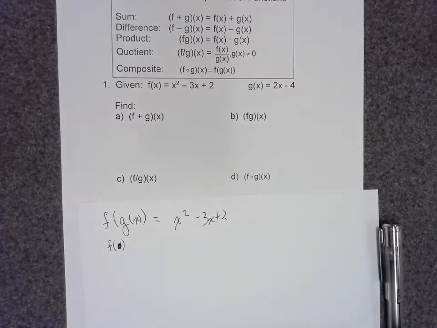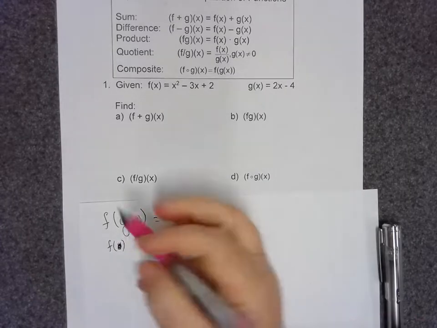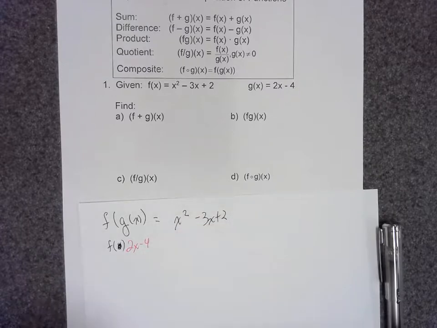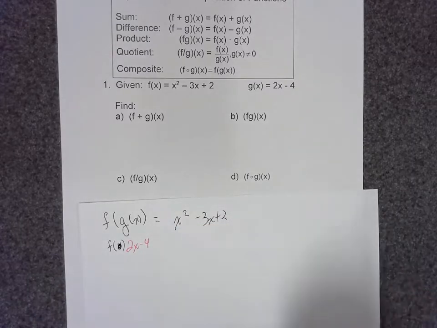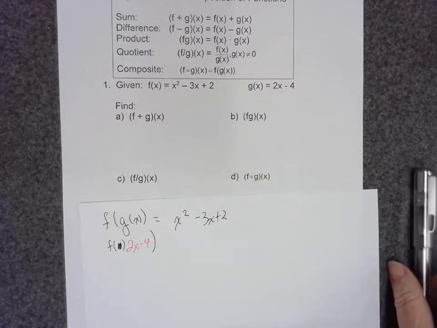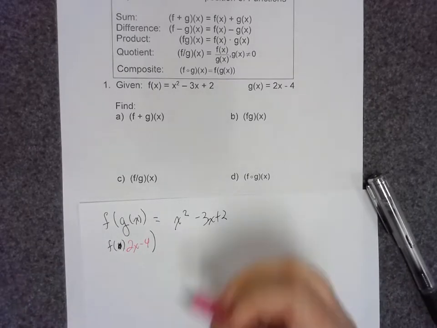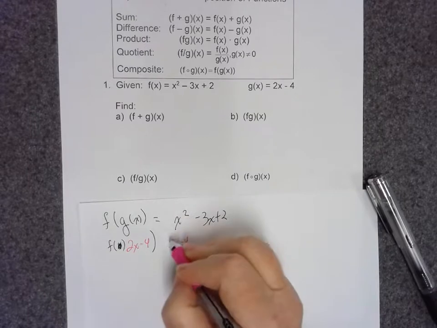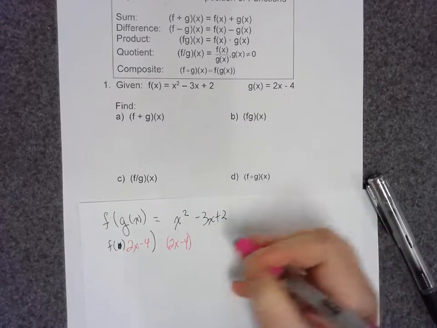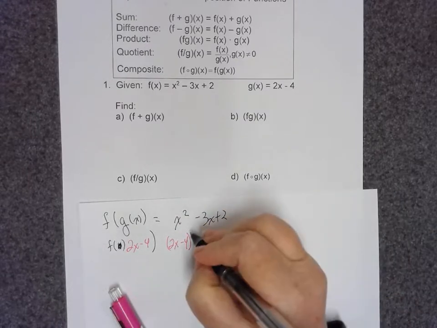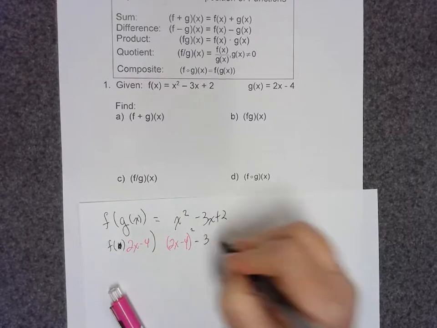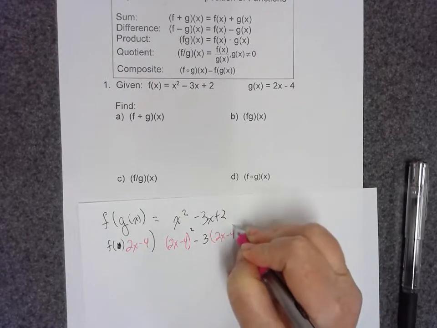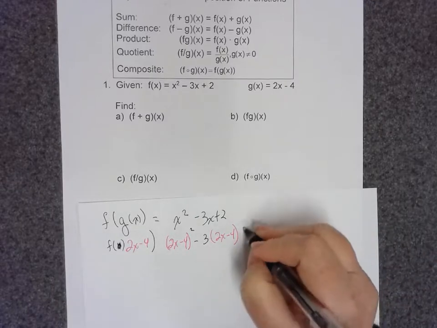And g of x happens to be 2x minus 4. So that means everywhere I see an x, I'm going to substitute in 2x minus 4. But remember, it's the entire thing, so that's still going to be squared, minus 3 times 2x minus 4, plus 2.